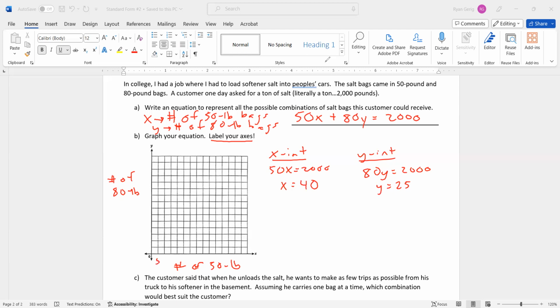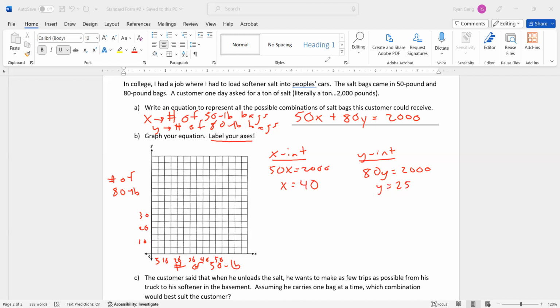So we'll say 5, 10, 15, 20, 25, 30, 35, 40, 45, 50. So each line is worth 5. And I'll do the same thing going up the other way. So 10, 20. If you want to write each one, so 5, 10, 15, 20, that's fine. You can also just do that. Okay. And we already found the x and y intercepts.